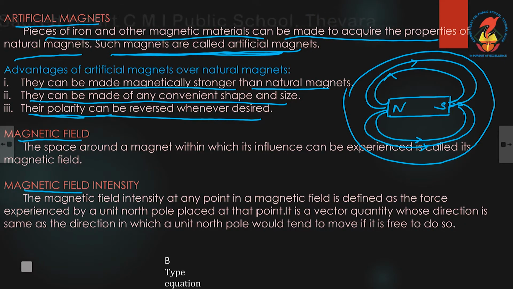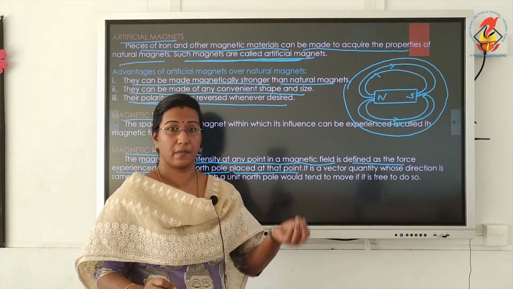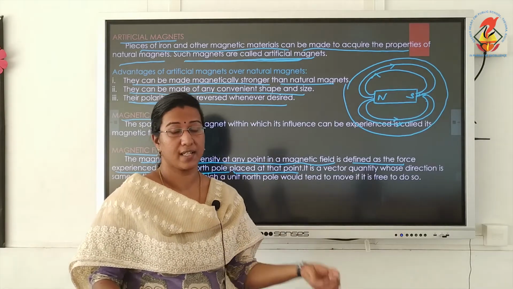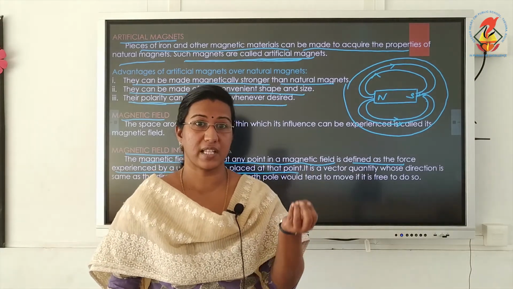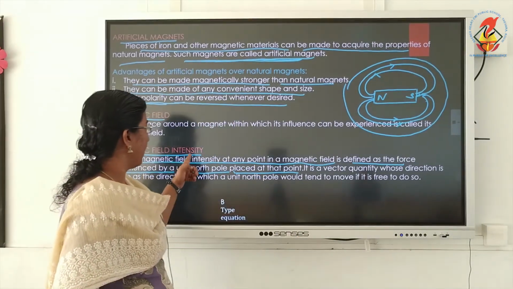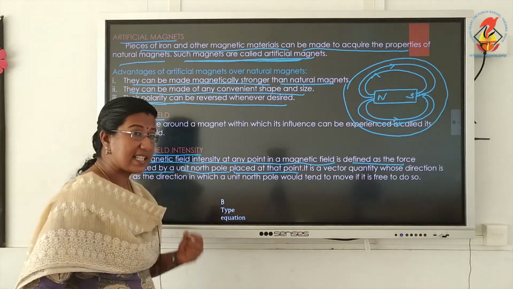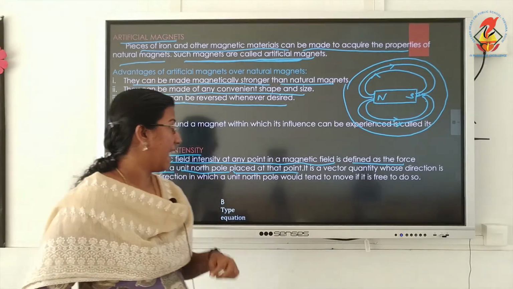Next point, magnetic field intensity. The magnetic field intensity at any point in a magnetic field is defined as the force experienced by a unit north pole placed at that point. In electrostatics, to find the electric field intensity, we keep a unit positive charge. In the same way in magnetism, to find the field effect, we use a unit north pole of magnitude 1 ampere meter. So, magnetic field intensity is the force experienced by a unit north pole placed in the magnetic field, and it has a direction.